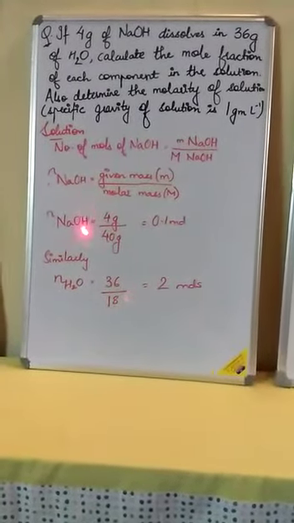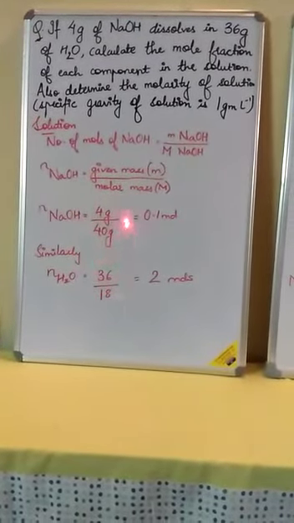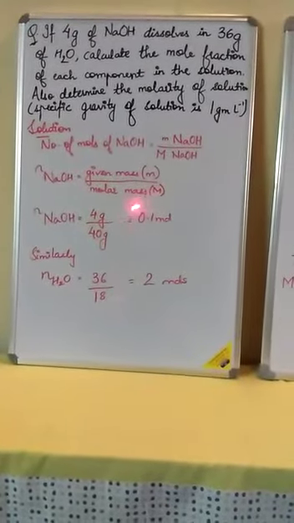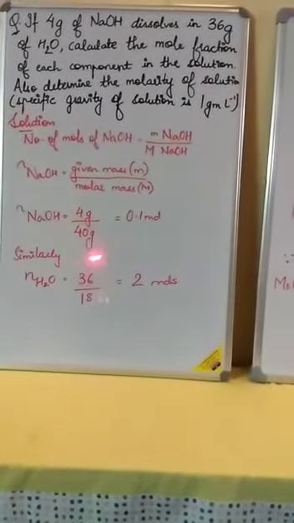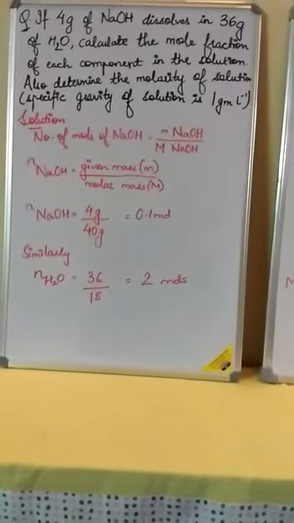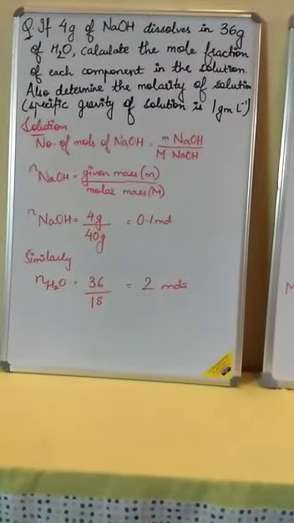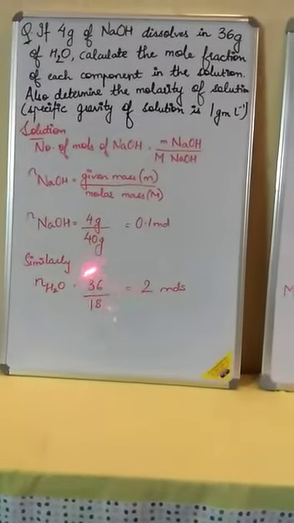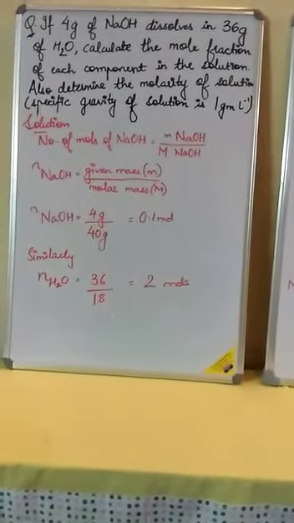If you calculate number of moles of sodium hydroxide, 4 gram by 40 gram, it comes out to be 0.1 mole. Students, you must know that 40 gram is the molar mass of sodium hydroxide. Similarly, number of moles of water is calculated by putting given mass by molar mass. It comes out to be 2 moles.